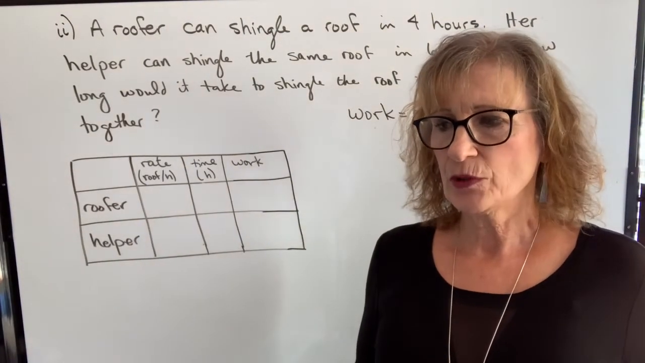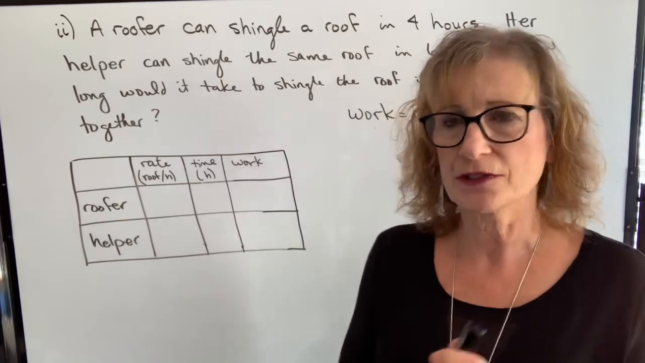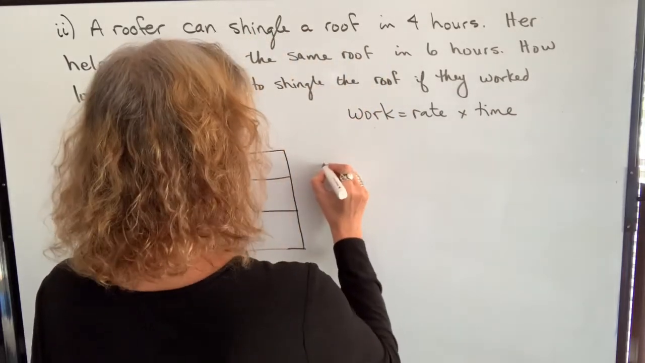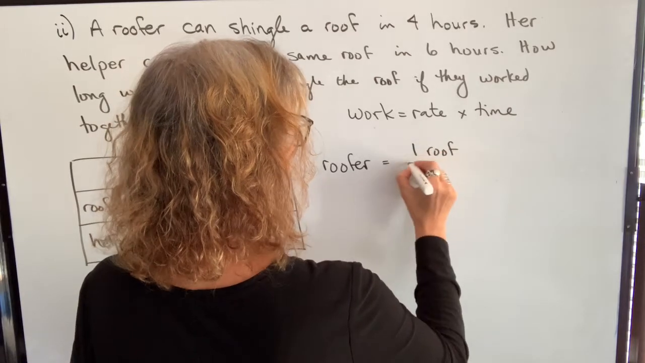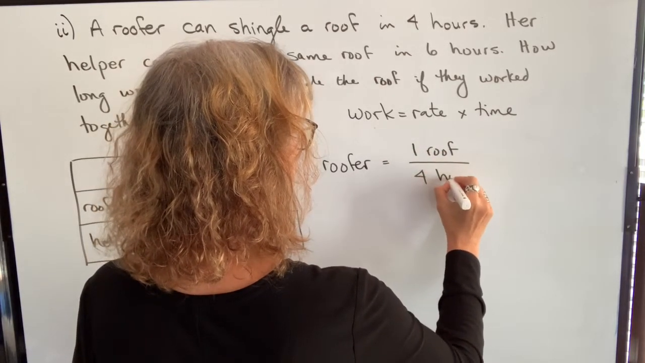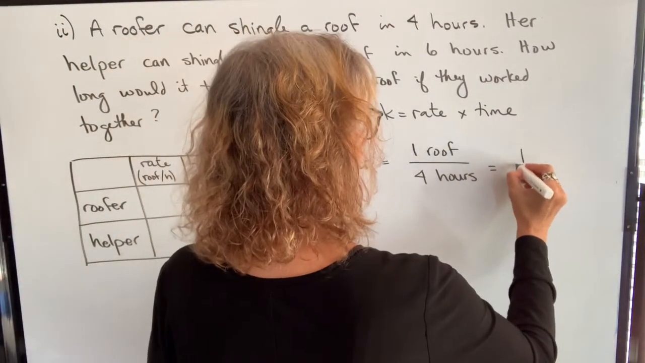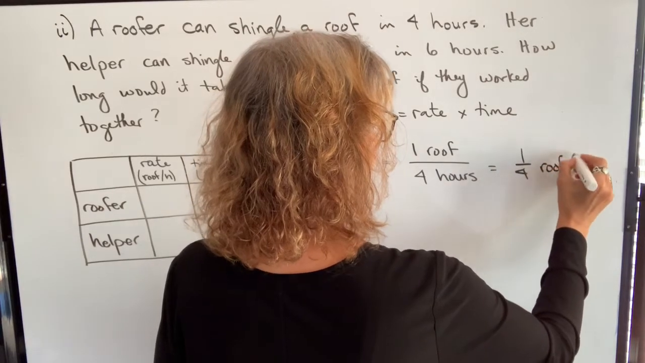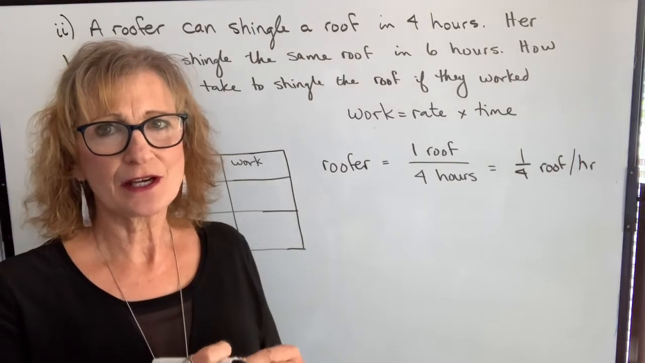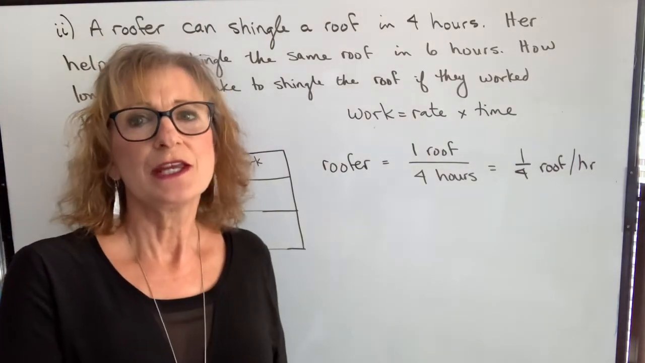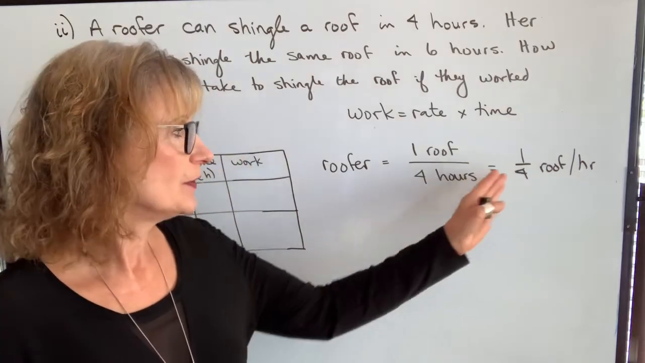So in this example, it's not how much work is done per hour, it's one job being done in so many hours. So for the roofer, it is one roof per 4 hours. So that rate would actually be 1/4 of a roof per hour. Okay, so you have to remember it's not a rate of 4 roofs per hour, it's one roof or one job in a certain number of hours. So then this would be the rate.